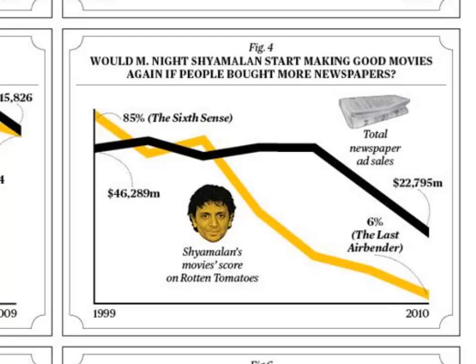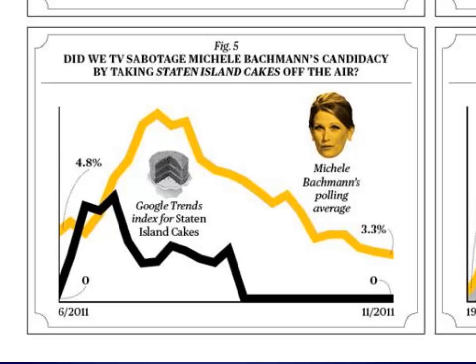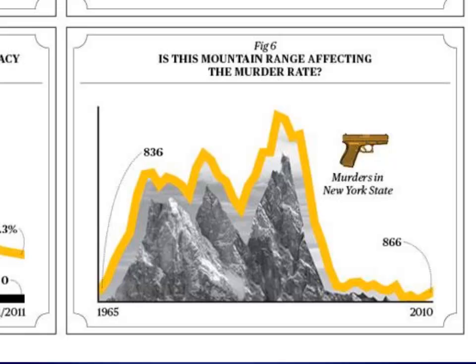M. Night Shyamalan's movie score and total newspaper ad sales, Michele Bachmann's polling average and ratings for the show Staten Island Cakes. And finally, this mountain range and the murder rate in New York.